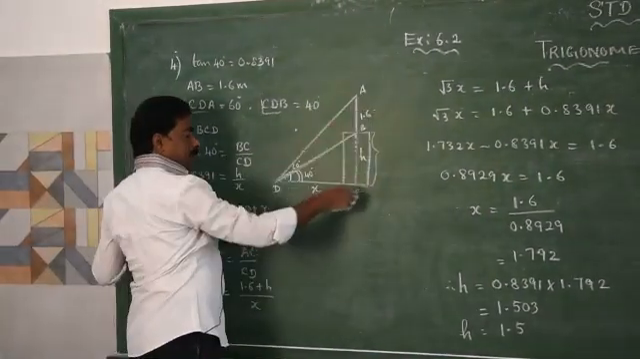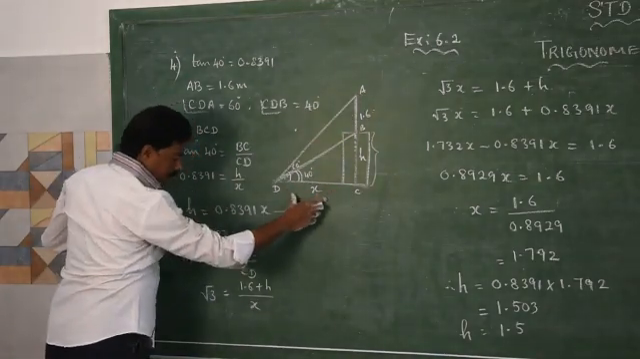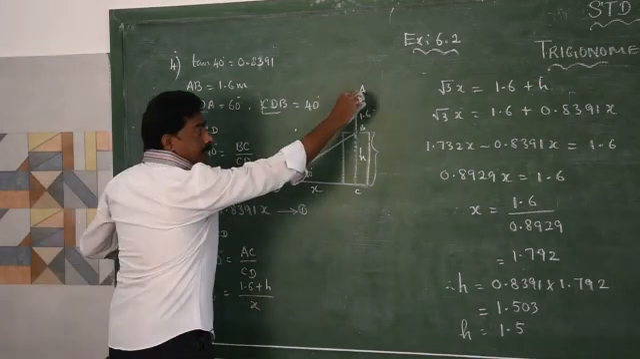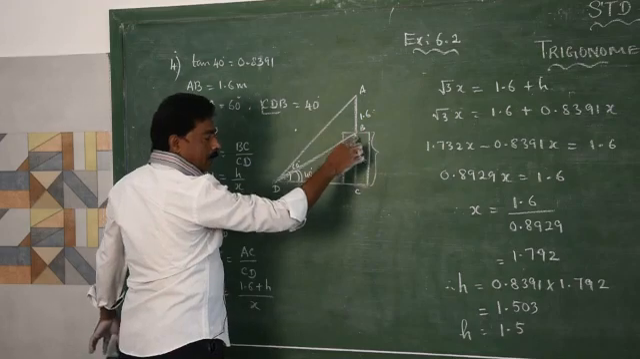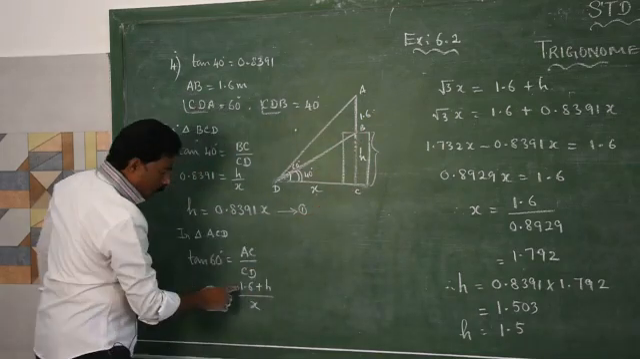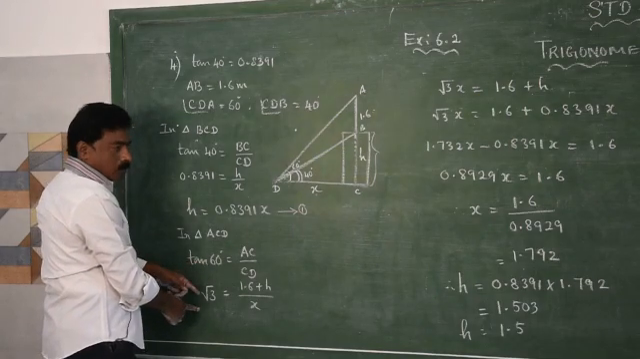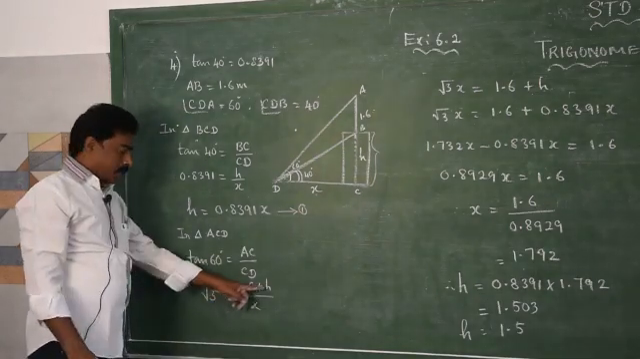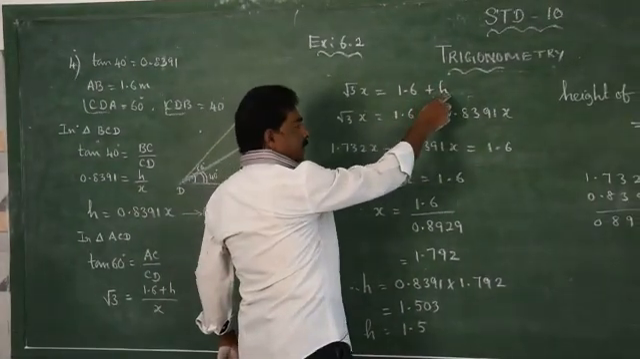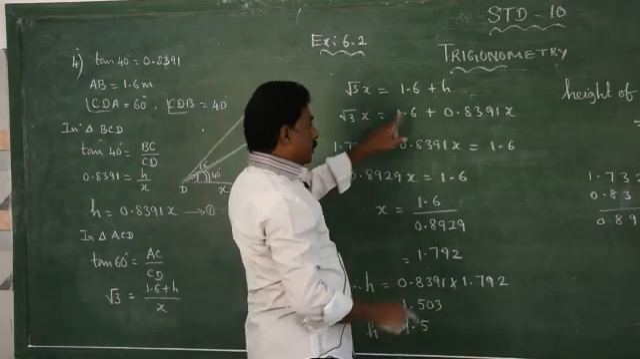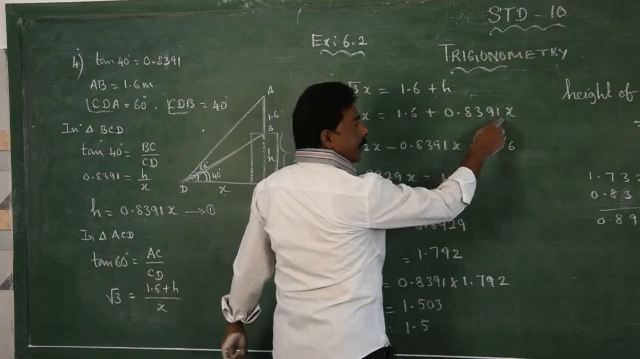Now in triangle ACD, tan 60 is equal to opposite, which is AC, over adjacent, which is CD. AC by CD. What is AC? AB plus BC. We know that AB is 1.6 and BC we consider as h. So (1.6 plus h) by x. Tan 60 value is root 3. So root 3 is equal to (1.6 plus h) by x. Cross multiply, root 3x is equal to 1.6 plus h. H value substitute from 1, you are getting 0.8391x.